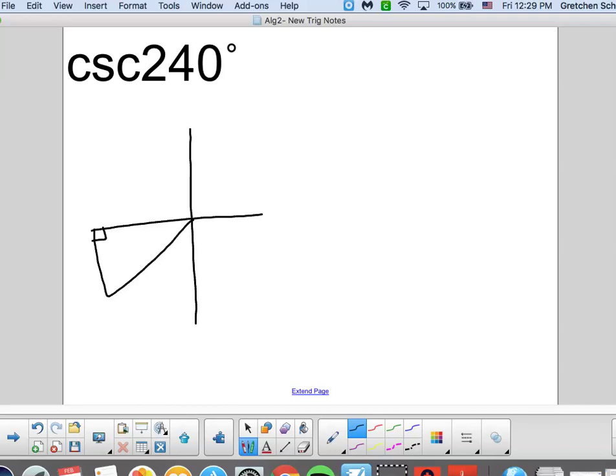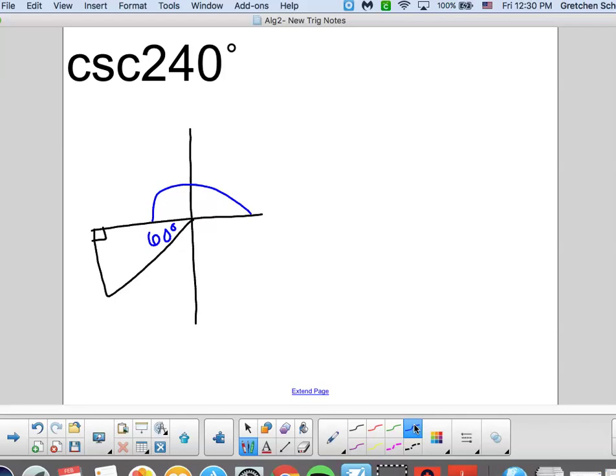Please, please, please try to think in terms of the x-axis. How far is it halfway around a circle? From here to here is how far? 180. We went to 240. How far past 180 did we go? 60 degrees. So I know it is tempting to be like, ooh, 270. Do not. Always base it off of your x-axis.